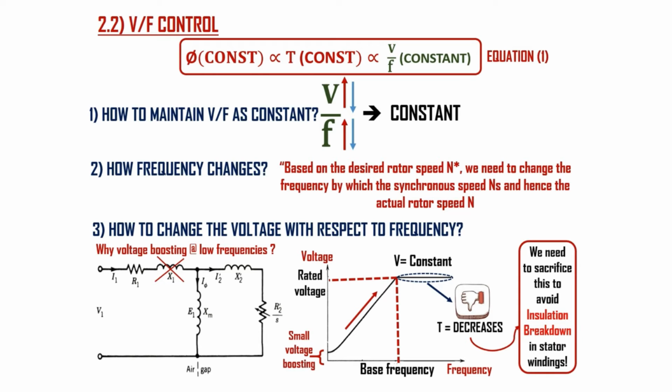We don't have any other way to maintain the ratio as constant. So whenever we are operating beyond the rated voltage, we need to sacrifice the maximum available torque to avoid the insulation breakdown in stator winding.